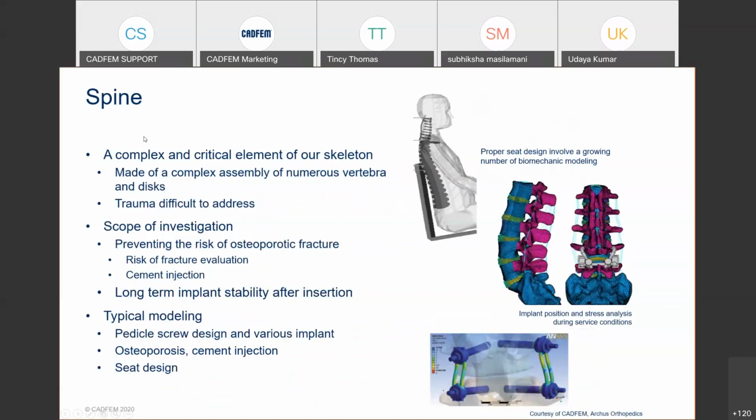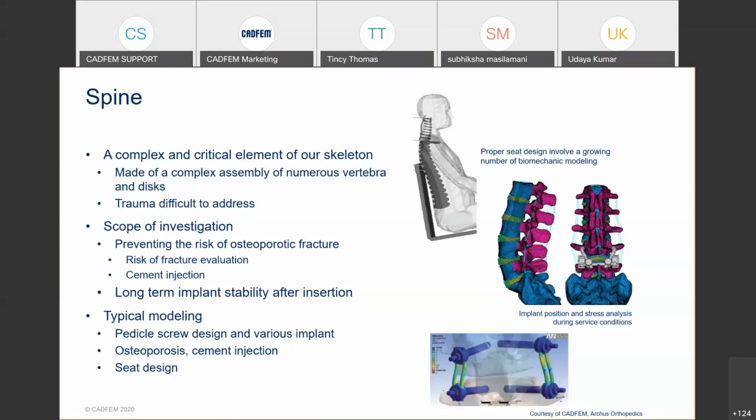Similarly, for the spine also, it's very complex, because it consists of different kinds of vertebrae, then discs. So the movement itself is complex in that sense. So you can do different kinds of simulation for a cement injection, or after keeping the implant, how well the implant will be fixed, what will be the life of the implant, what will be the sliding distance. All those kinds of data you can actually analyze.